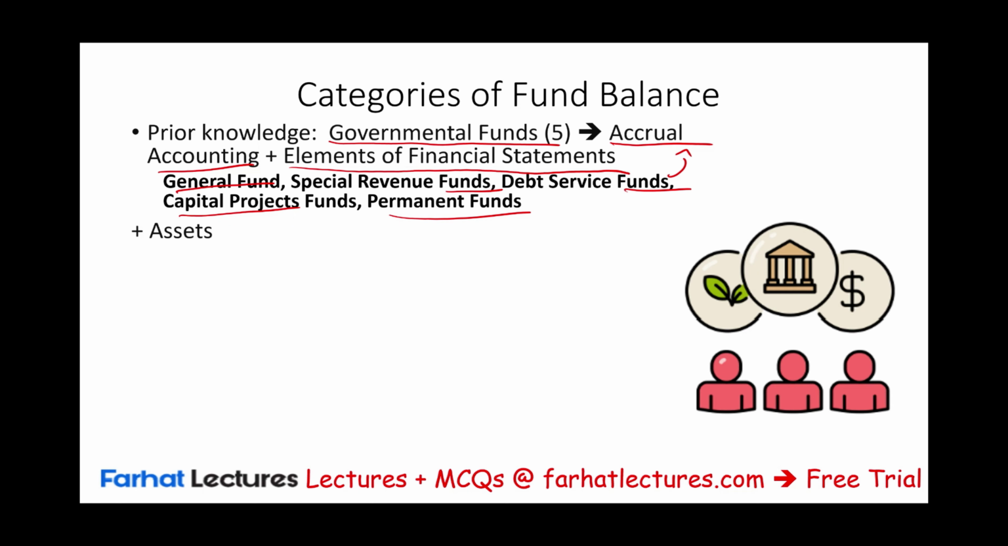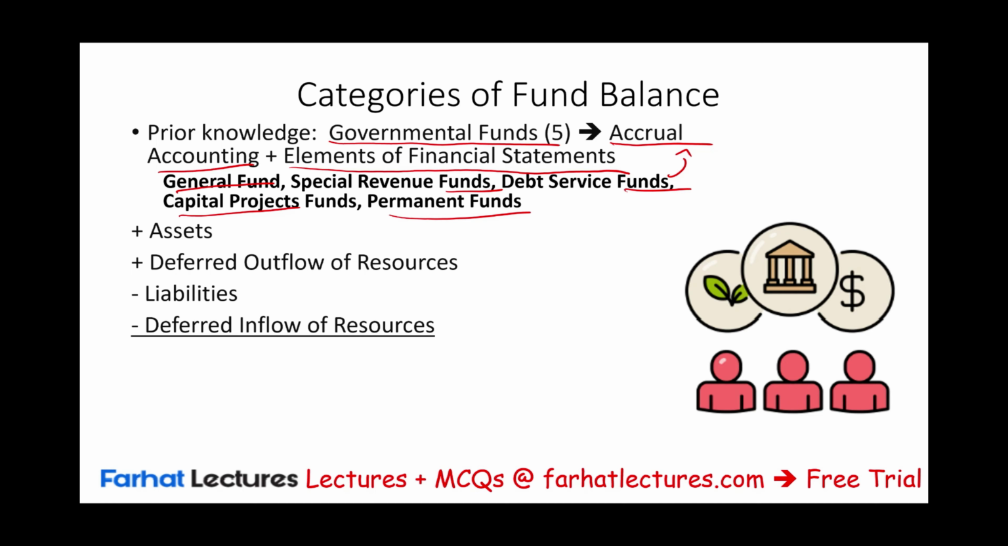Also, you have to be familiar with the elements of financial statements for governmental accounting, such as assets, deferred outflow of resources, liabilities, deferred inflow of resources. And what did we learn? We learned that those are the assets, those are the liabilities. Assets minus liabilities equal fund balance. And within the fund balance, we're going to have 5 categories for fund balances.